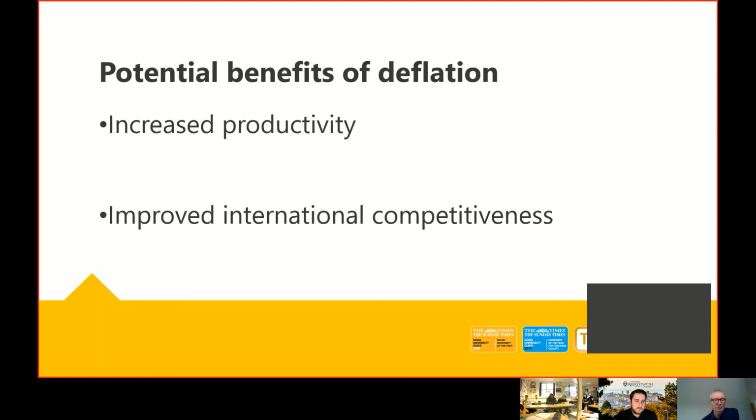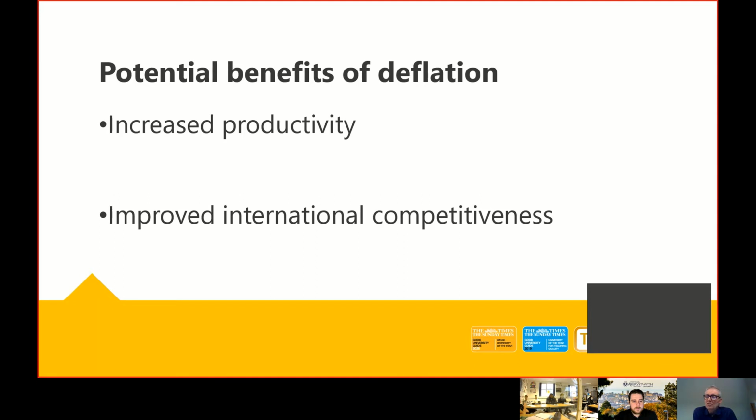There's some benefits of deflation. Well, we mentioned increased productivity. I suppose that's more closely linked to lower production costs. So if prices are falling, then production costs may fall. If nominal wages fall, for example, that'll help reduce production costs.